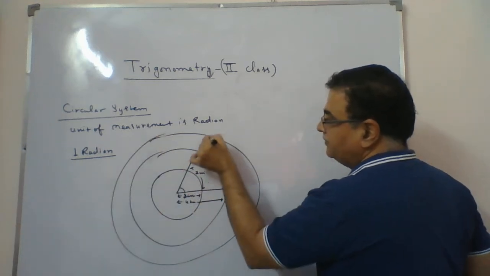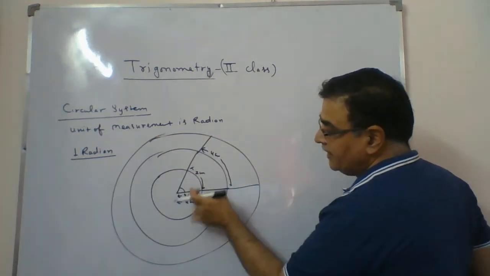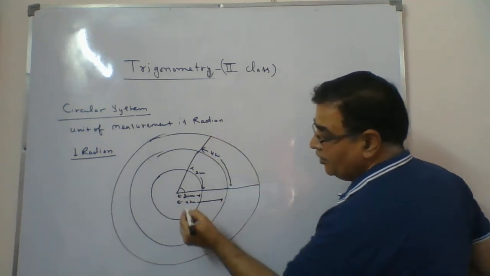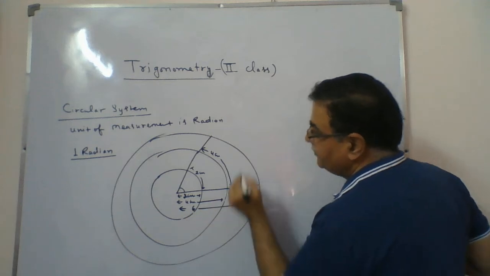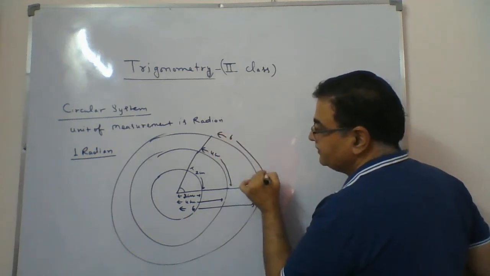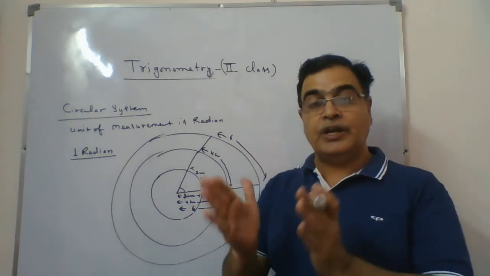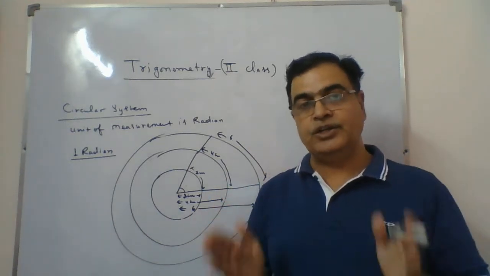If you take a third circle, in the same proportion as the radius changes, this is going to change. For example, if the radius is 6, then you will find the arc comes out to be 6. So every time, how much is the angle? The angle will remain 1 radian. So radian is always a constant quantity, you should keep in mind.